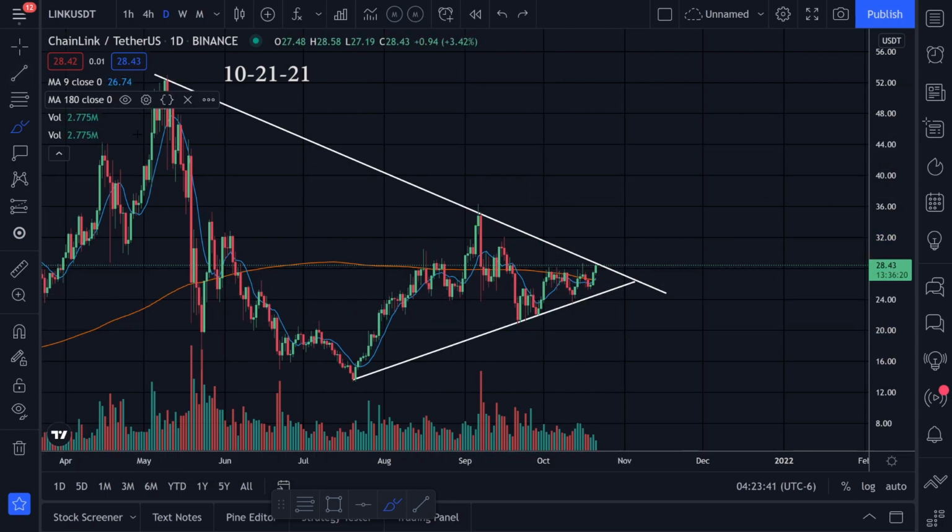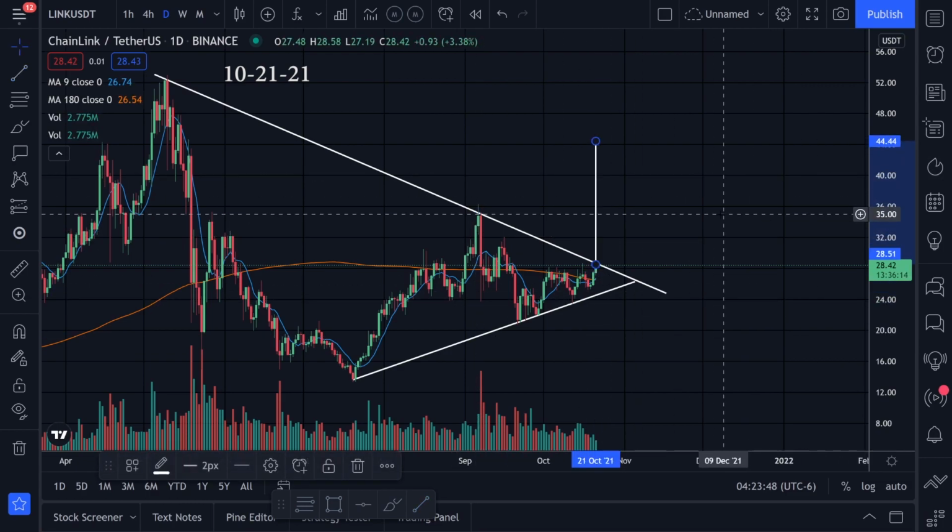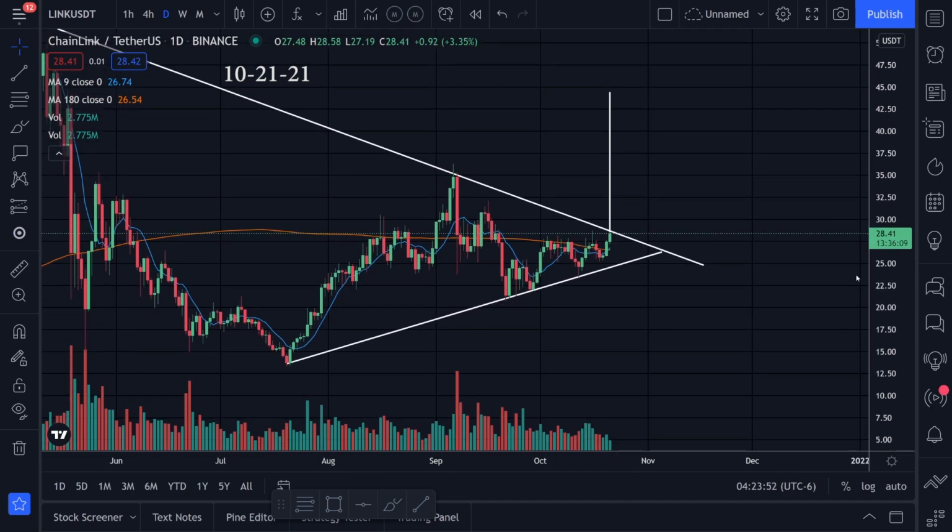I would say maybe we could target from the top to the bottom of this triangle and drag this to the breakout, and we're looking at a target of approximately 44.44. I think the first levels we're going to want to look at, as usual, are the previous resistance levels, and this one is sitting right here at around 34.93.